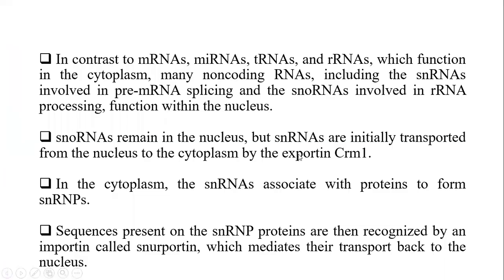Yes, ma'am. Now, in contrast to these mRNAs, microRNAs, tRNAs, and rRNAs, which function in the cytoplasm, there are many non-coding RNAs, including the small nuclear RNAs, which are involved in pre-mRNA splicing, and the snoRNAs, which are involved in RNA processing. They all function within the nucleus, so they remain in the nucleus. But there are certain RNAs which need to be transported from the nucleus to the cytoplasm, and as already mentioned, that is done by CRM1. This point I'm emphasizing because it is important. So transport of RNAs export is by CRM1.